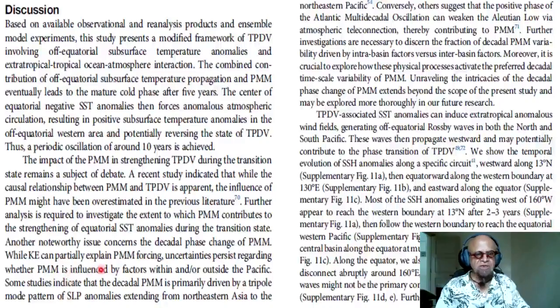Uncertainties persist regarding whether PMM is influenced by factors within and or outside the Pacific. Some studies indicate that the decadal PMM is primarily driven by a tripole mode pattern of SLP anomalies extending from northeastern Asia to the northeastern Pacific. Conversely, others suggest that the positive phase of the Atlantic multi-decadal oscillation can weaken the Aleutian low via atmospheric teleconnection, thereby contributing to PMM. So lots of unknowns.